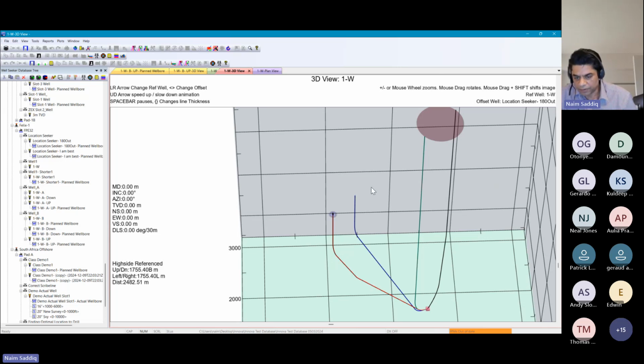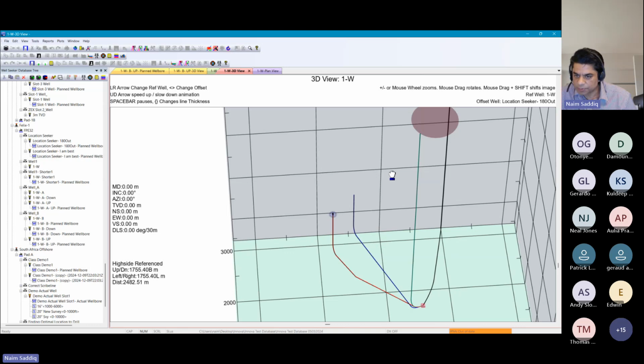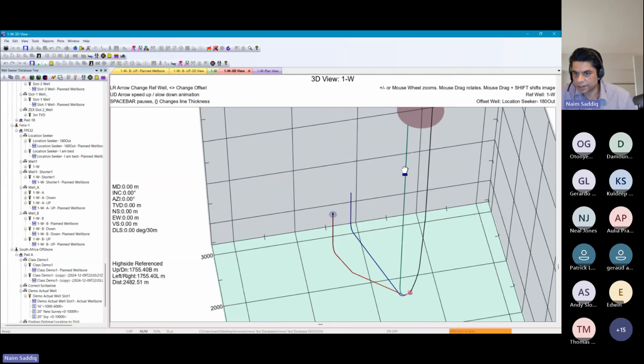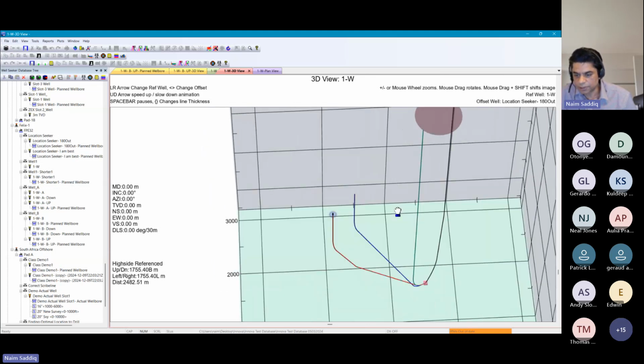What you do in reality is you ask for all the constraints. Where can I kick off? What will be the inclination through certain formations? What inclination do you want me to be at the target? Where are the casings? Then you come up with an idealized trajectory. Then you move this idealized trajectory as close as possible to the target, which is the green line, let's say, coming as close as possible.